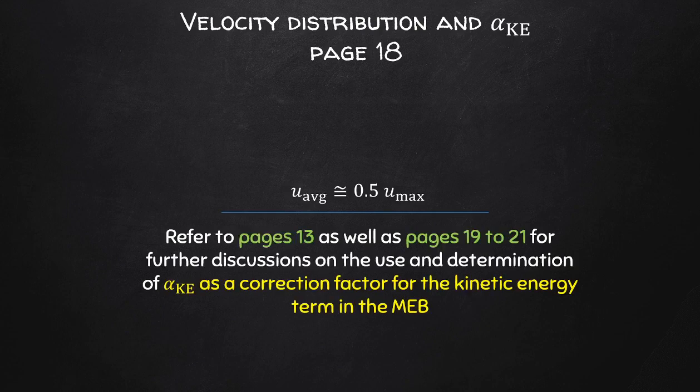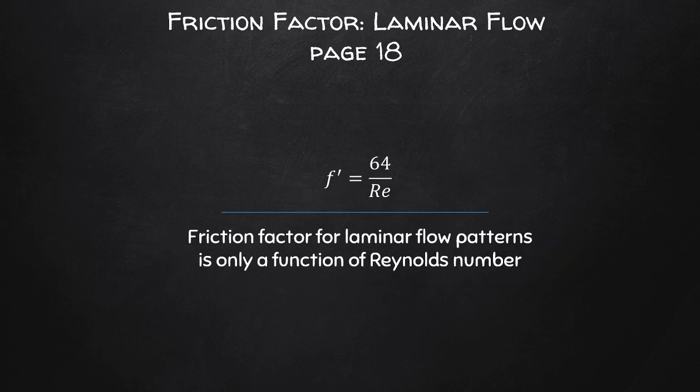The relation that we've just shown here, together with the correction factor that is used for kinetic energy terms in the MEBs that we will be using, is important, and a student should really make sure to read the discussions on this in the handbook. I know that there's also a TUT question that uses this correlation as well as the alpha EK. So just have a look at that tutorial.